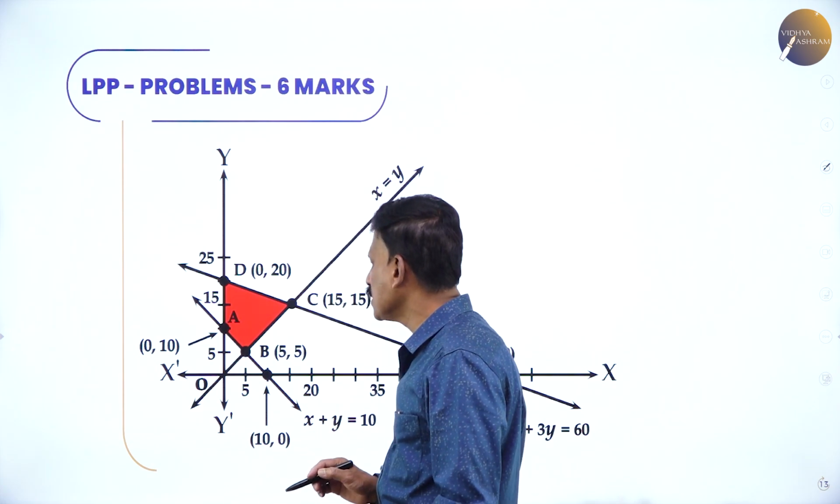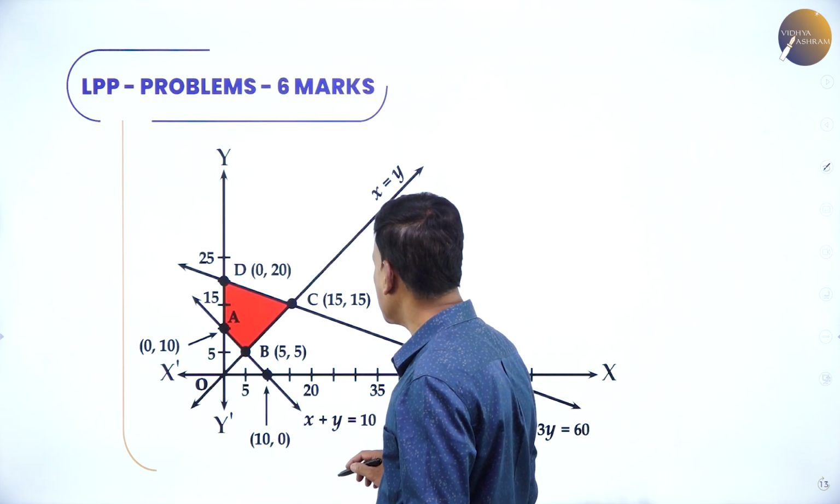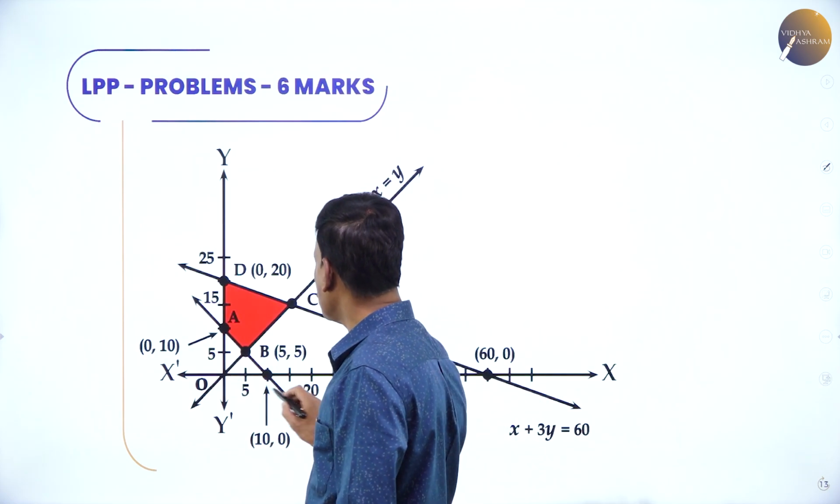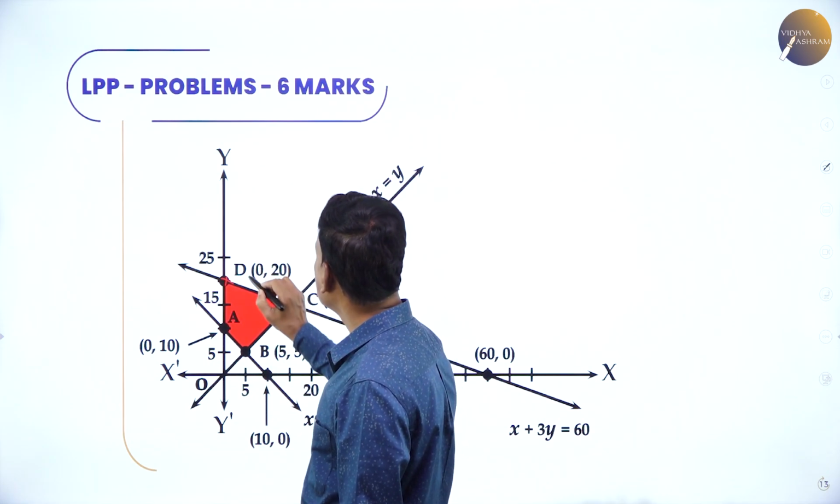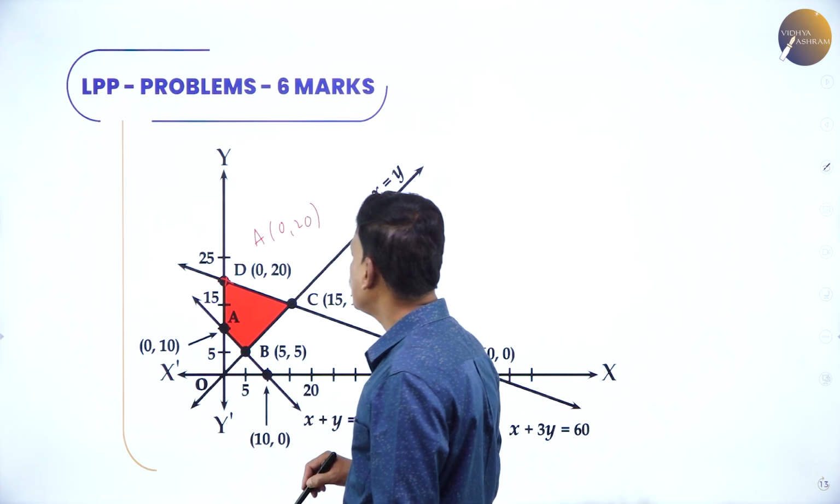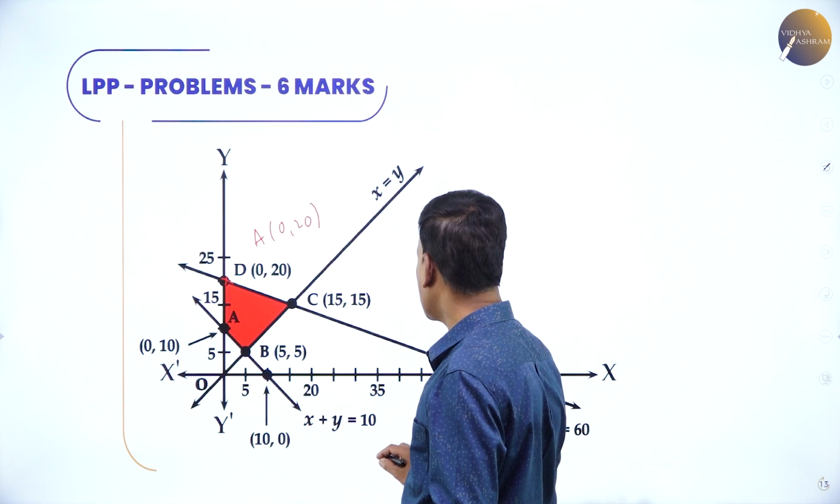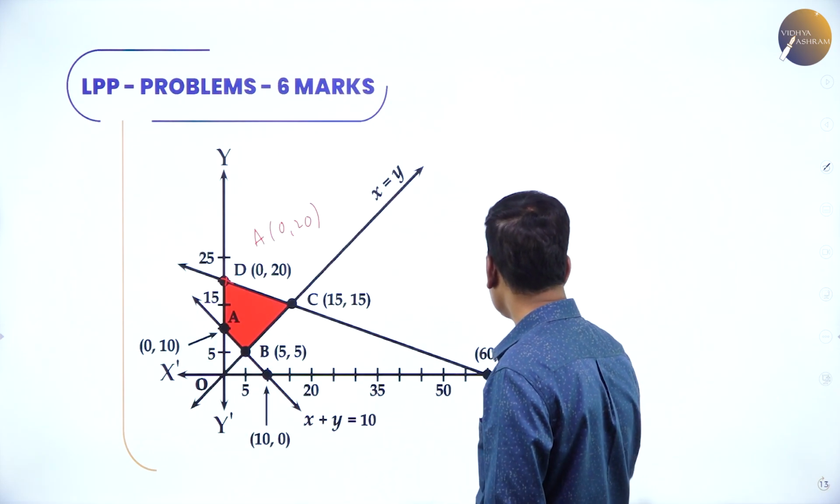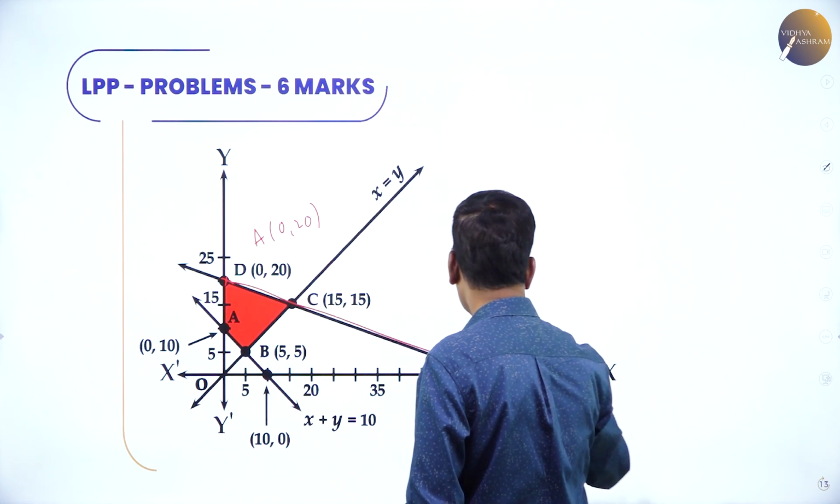Now what is the first point? So A, that is 0, 20, and 60, 0. x is equal to 0, y is equal to 20. Let us represent this as A (0, 20). And then the second point, what is the second point? B, 60, 0. This is B, 60, 0. Just draw a line like this.